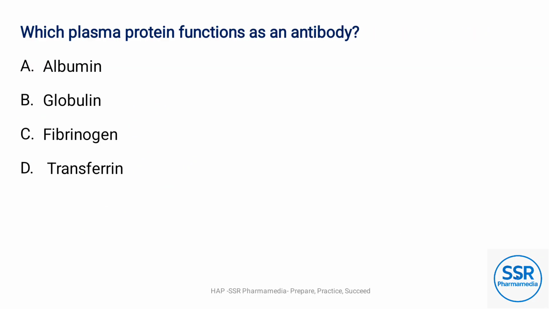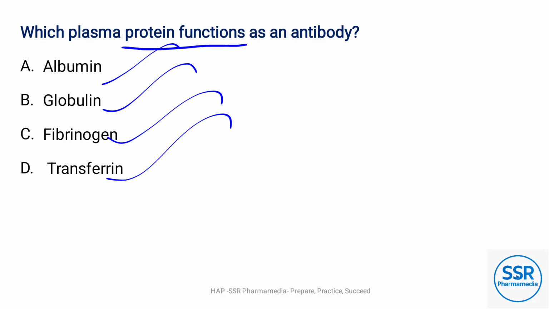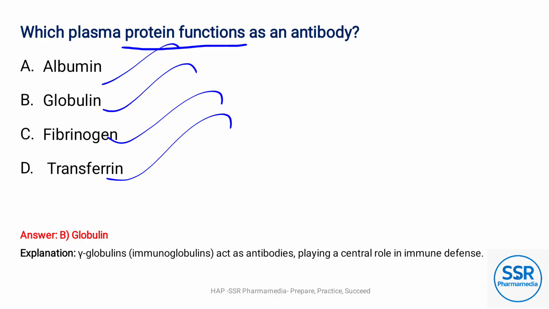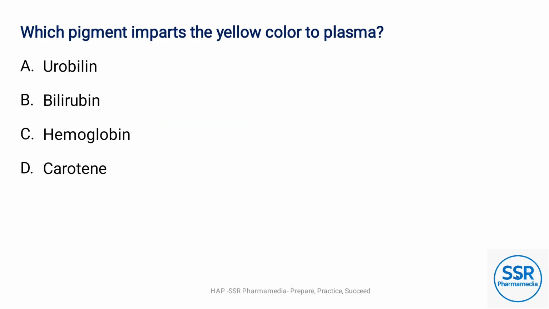Next, which plasma protein functions as an antibody? Option A, albumin. Option B, globulin. Option C, fibrinogen. Option D, transferrin. The main function as antibodies belongs to option B, globulin. Globulin includes the gamma type of plasma protein, the immunoglobulins, which act as antibodies, playing a central role in immune defense.